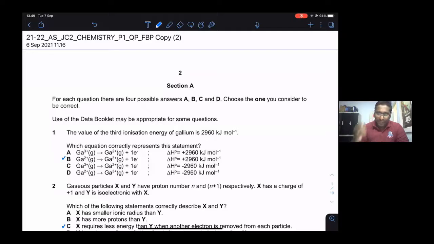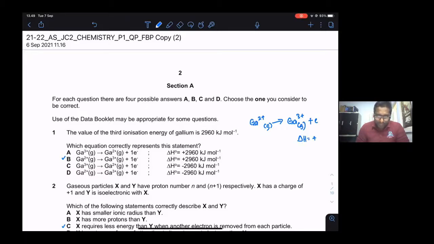Third ionization energy means you are removing the third electron from something that has had two electrons removed from it. So if you have gallium, and two electrons have been removed, so Ga2+, you need to remove one electron to give you Ga3+. And always remember it must be in gaseous form. And since it is removing an electron, it must be an endothermic reaction. You are giving an input of energy, so delta H in this case must be positive.